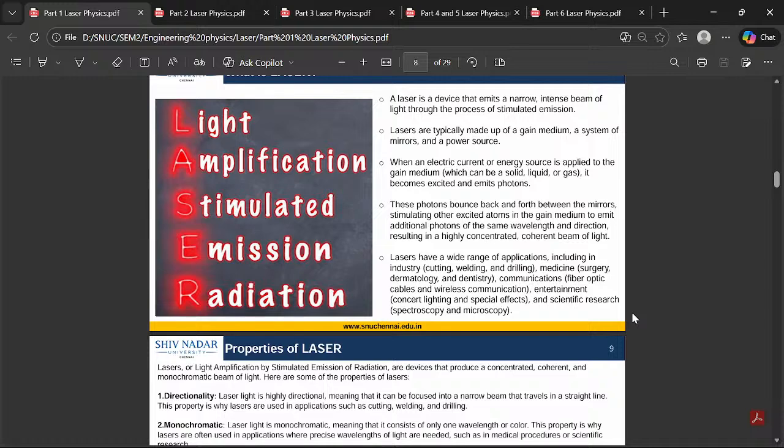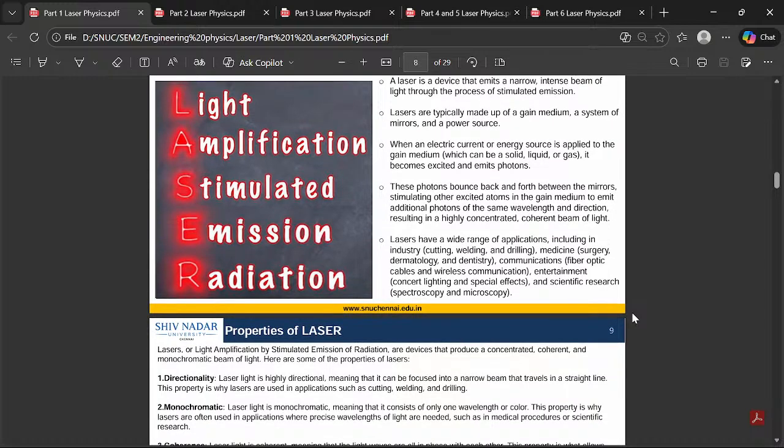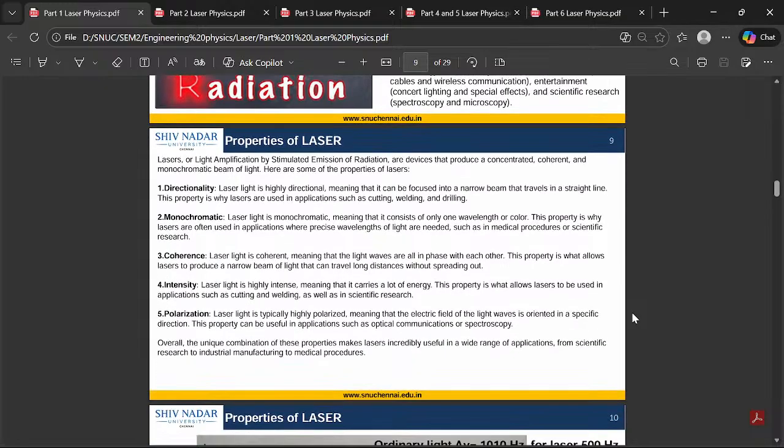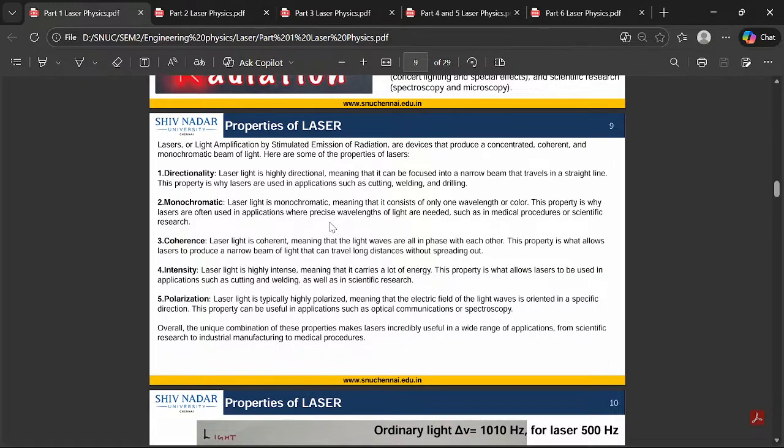Lasers have a wide range of applications in industry, like cutting, and also holography and sensor technologies and so on. More importantly, it is used in communications, as we are going to learn in optical fiber communication later. So let's see the properties of laser.